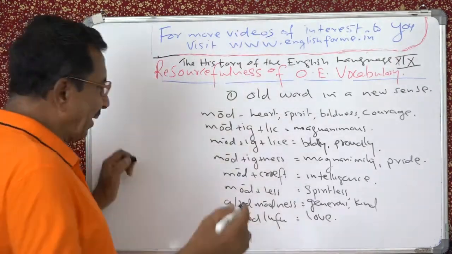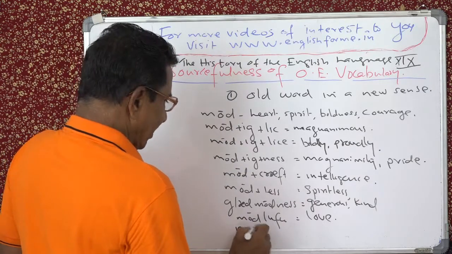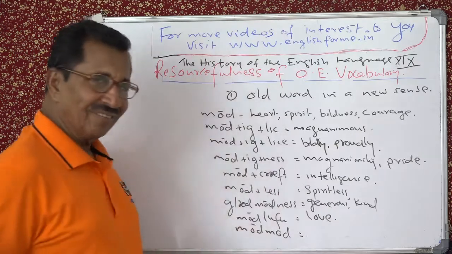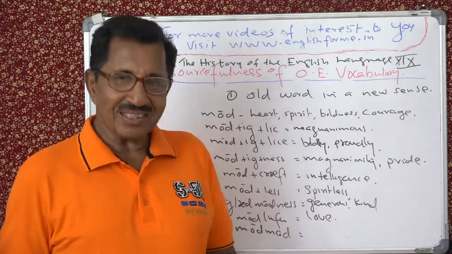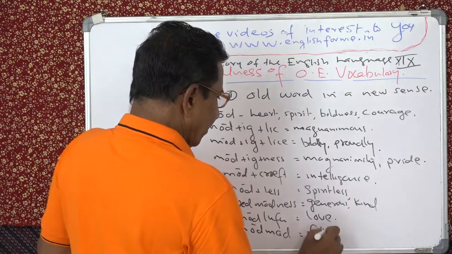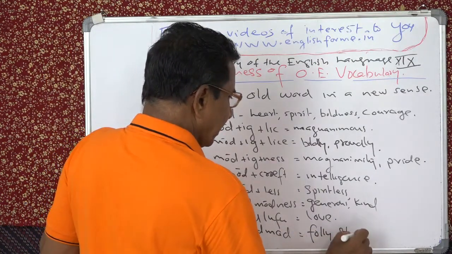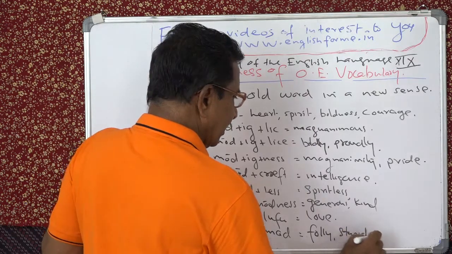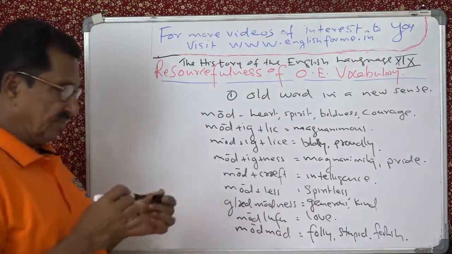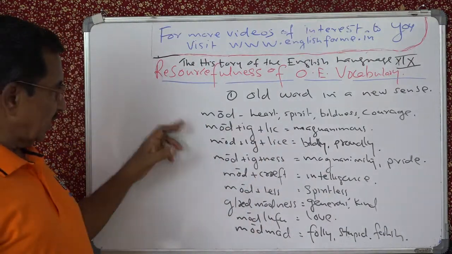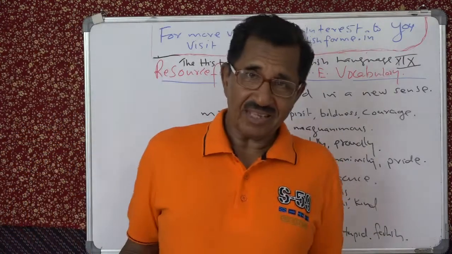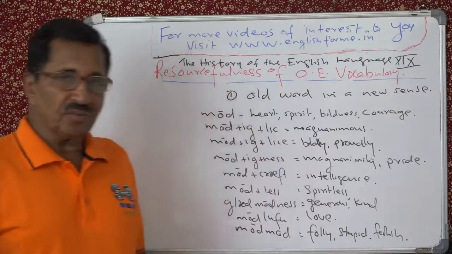Then you have got mod mad. You know, mad means, what is it? Stupid. A mad person is a stupid person. Folly, stupid, foolish, and so on. That's the meaning. See, one root. How many words? 1, 2, 3, 4, 5, 6, 7, 8, 9 more are there. This is enough, I think. 5 or 6 if you give it will be enough.